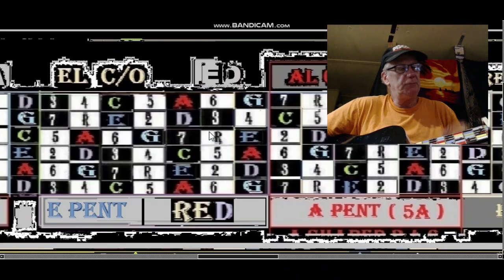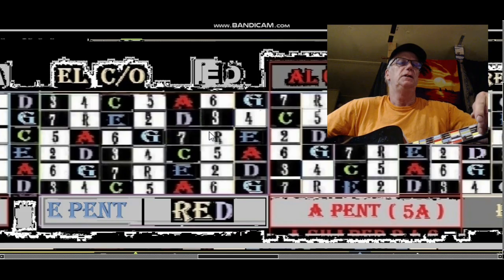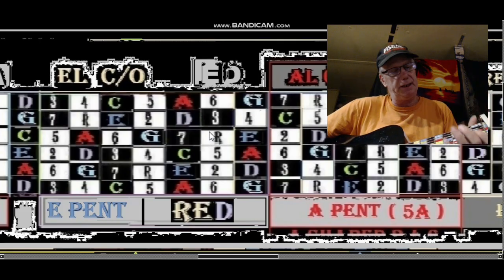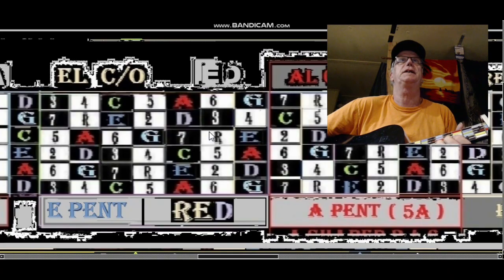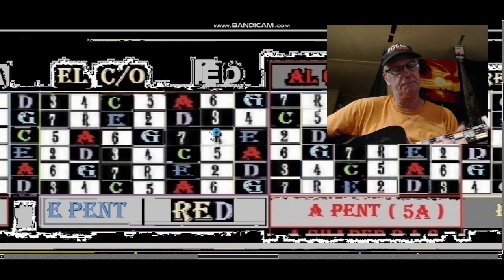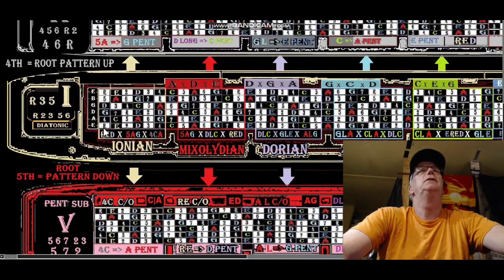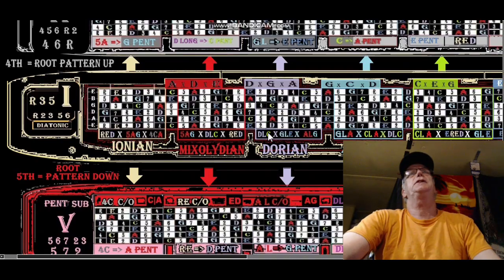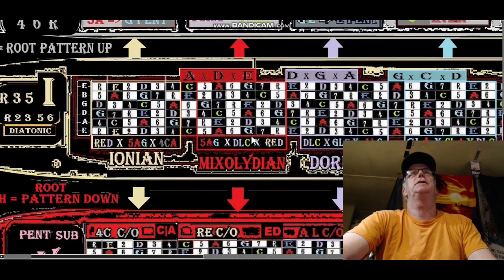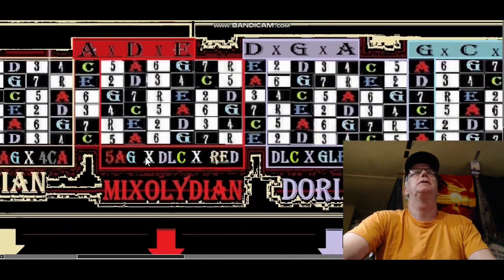This one might even be more difficult and less desirable to play. Okay, so we just take it right up into that D. Okay, we have Ionian here with its 3 shapes, and we have the Mixolydian with its 3 shapes here.